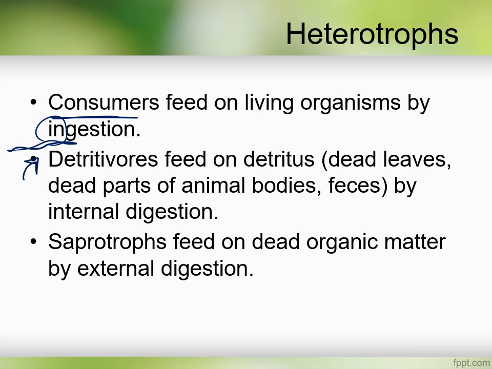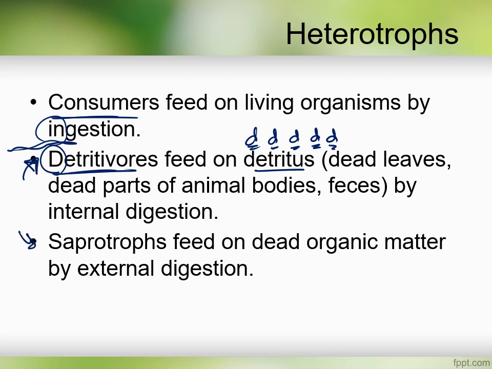So detritivores are going to feed on detritus. Detritus is simply dead leaves, dead parts of animal bodies, feces, whatever stuff is laying around that's starting to decompose. Those decomposers, detritivores, are going to actually eat the detritus and then digest it on the insides of their body. So this is how they're going to consume, how they're going to be a heterotroph. They are going to eat dirt, digest all the cool stuff in the dirt. So this is how I remember detritivore. Detritivores dig in the dirt and digest the dirt, lots of D's.